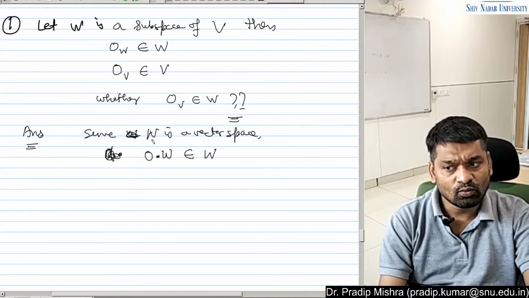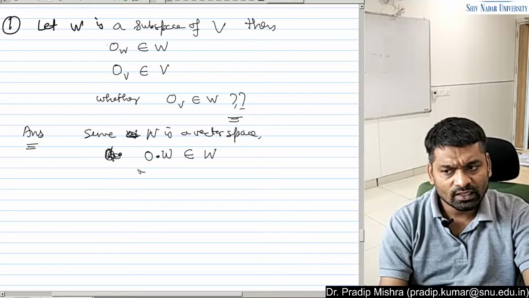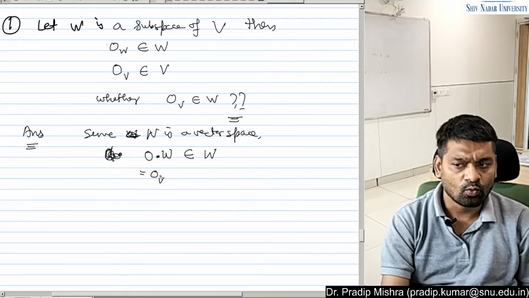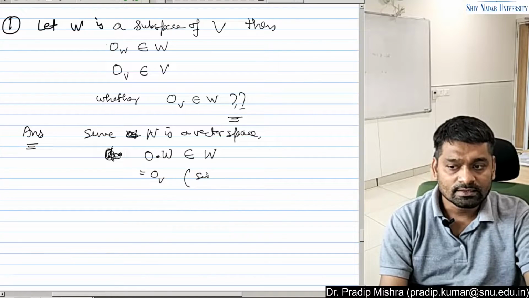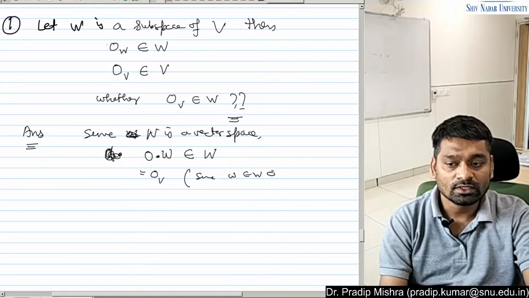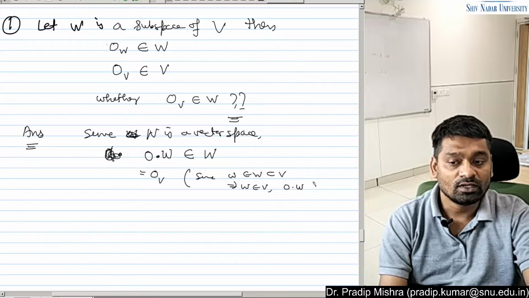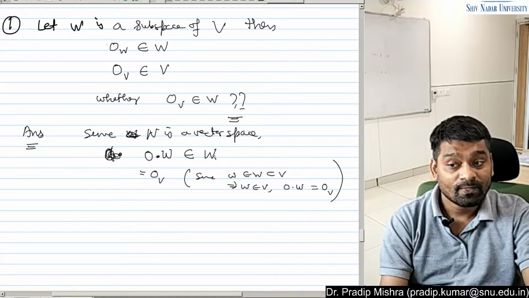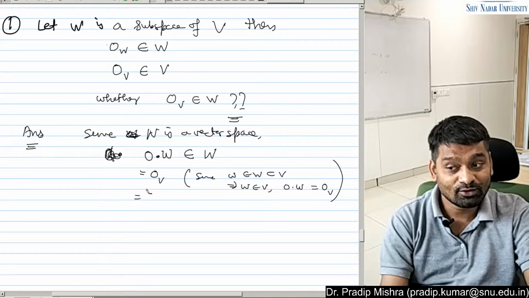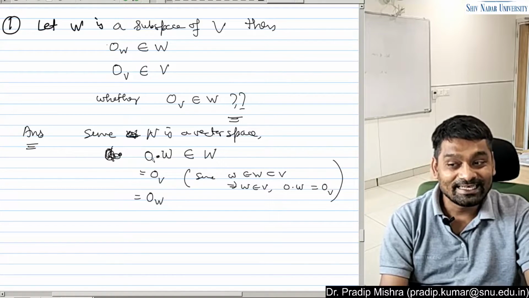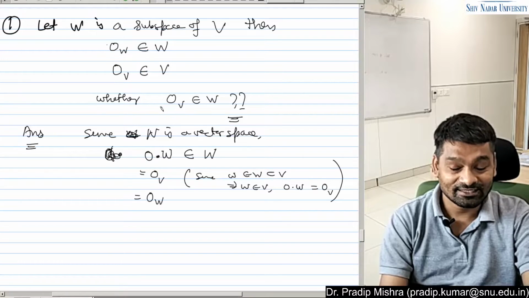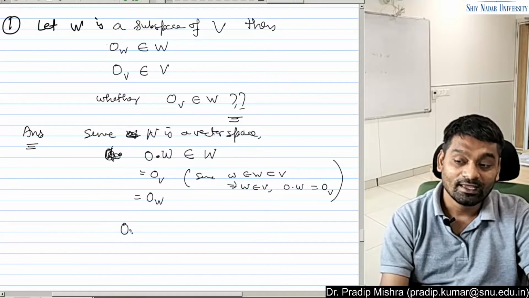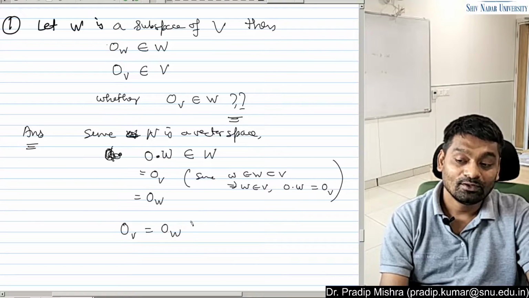But what is 0 times w? Whether this is the 0V or not? Why is this 0V? Since w belongs to W and W is a subset of V, this implies that w belongs to V. So by using property 1, 0 times w equals 0V. And similarly, W is a vector space, so 0 times w equals 0W. So basically we have just proved 0V belongs to W. What we have proved is that 0V equals 0W, and everything belongs to W.